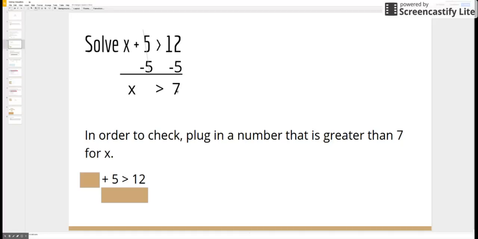So in order to check your answer now, you would plug in a number that's greater than 7 for x. So let's say 8 is your number. Let's say 9, 10, 20, 100. Any of those numbers can be plugged in for x, and your inequality should still remain true. So in this case, I'm just going to plug in 10 for x. Is 10 plus 5 greater than 12? Well, yeah, it is. 15 is greater than 12.